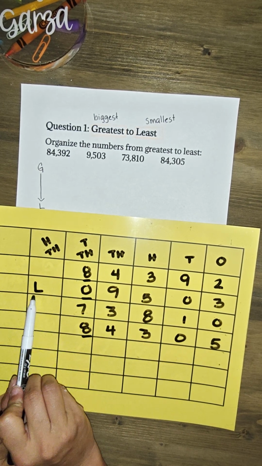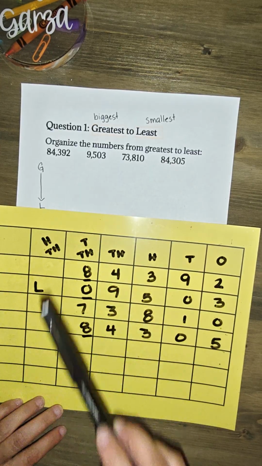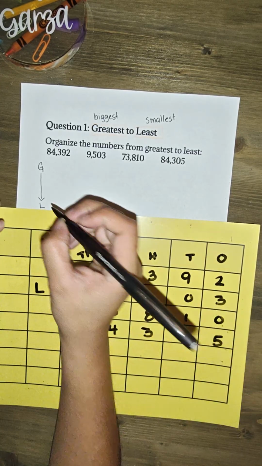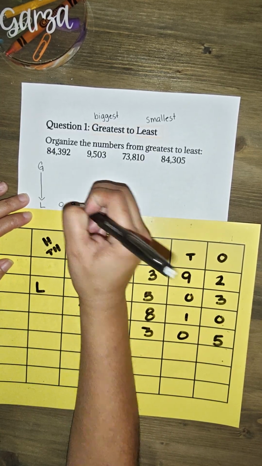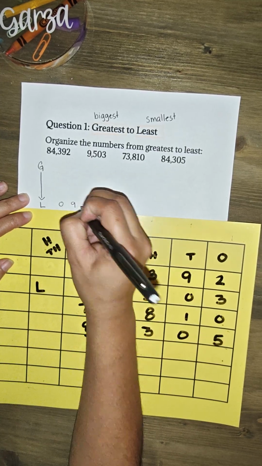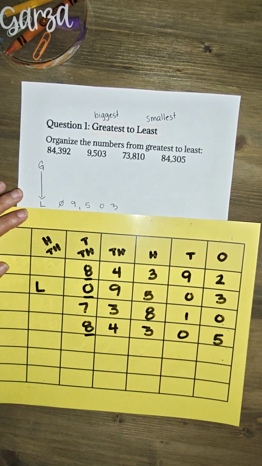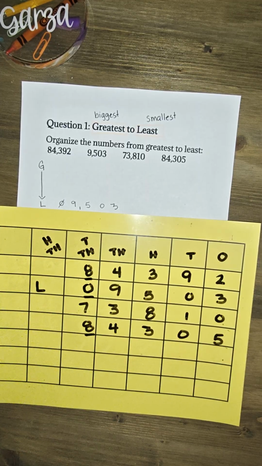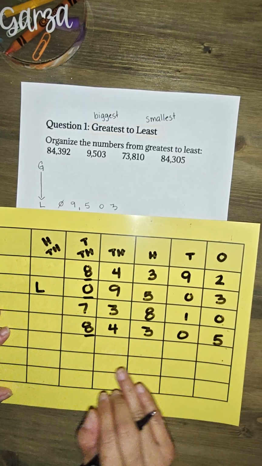Once I mark it on the side as the least, I'm going to transfer it over to my paper over here. And I'm going to put my 0, 9, 5, 0, 3. Okay, you don't have to put the 0. You can just cross it out if it's at the beginning. It's up to you. Okay, and we can't put the 84,000 and the 84,000 because we're not sure which one's the greatest one yet.